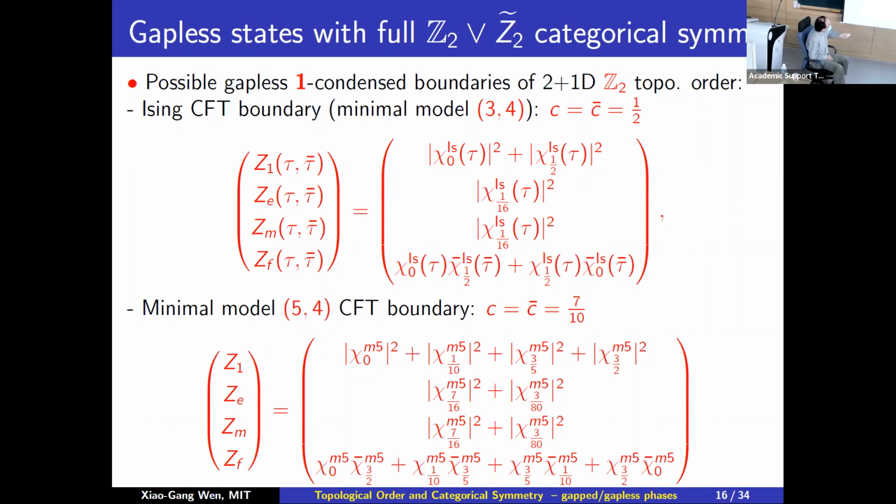So here we can see some examples. And this is the tricritical Ising model, I think. You can reach there by some fine-tuning.